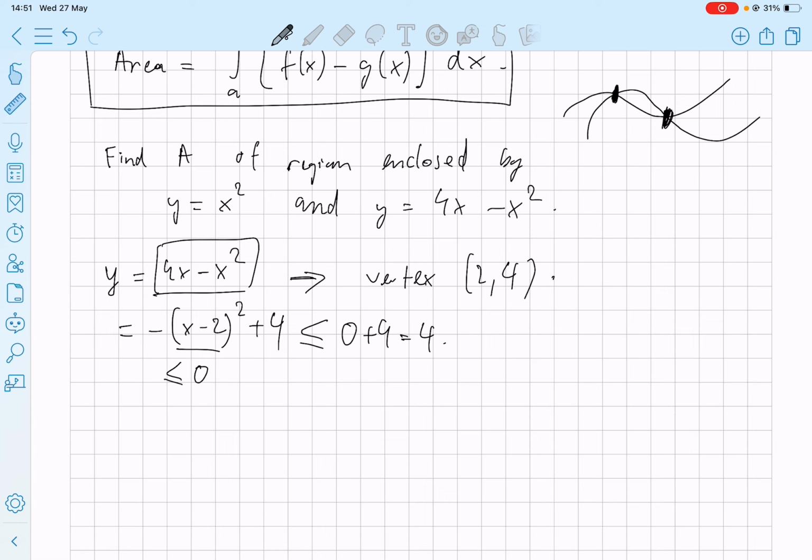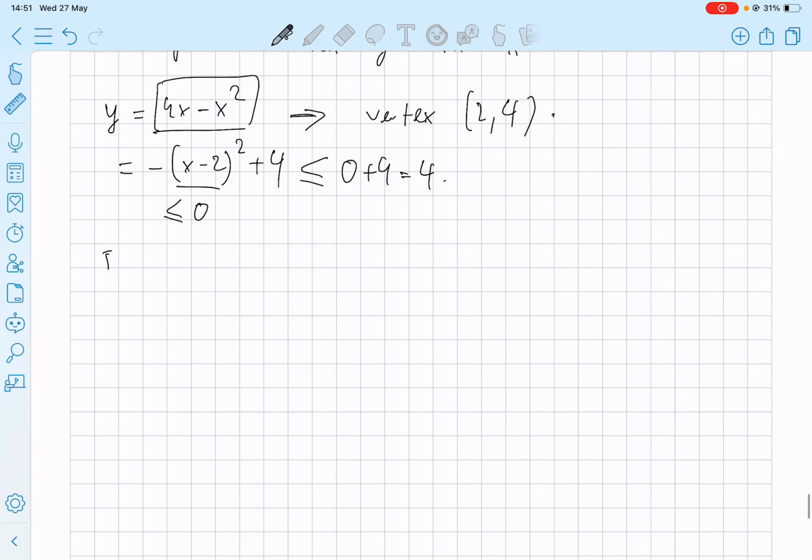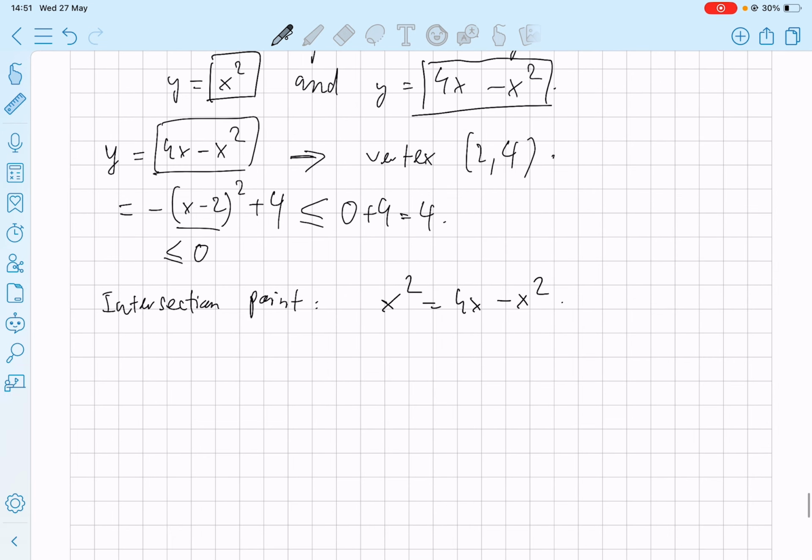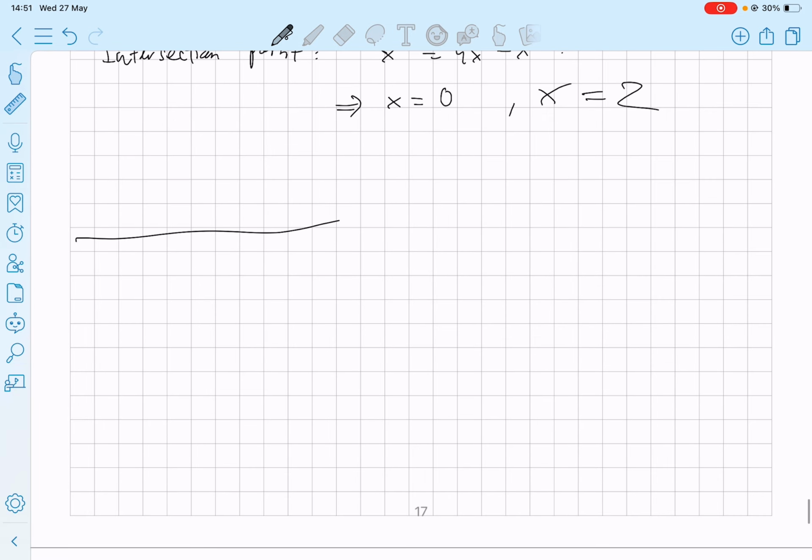So overall this is smaller than or equal to 0 plus 4, which equals 4. And next we have to find the intersection points. So let these two equations equal each other, and it will give us x equal to 0 and x equal to 2. So now we can graph the functions here.